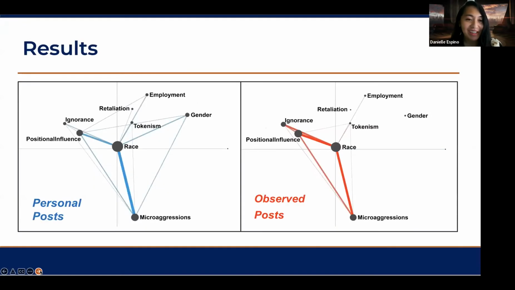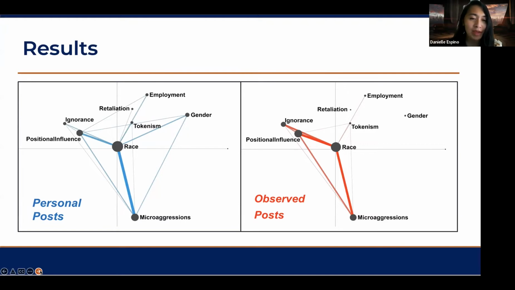Perfect. So we'll just dive into some of the models from this initial analysis, again, covering that June and July period. When we look at this, the ones with the personal posts on the left here in blue, and then the observed on the right in red, might seem similar at first, but then you realize that the personal posts are connected to more constructs, like the retaliation, the gender, and employment, which indicates that there are these hidden issues that are occurring, while the observed posts highlight the very visible issues that connect race to ignorance and positional influence.